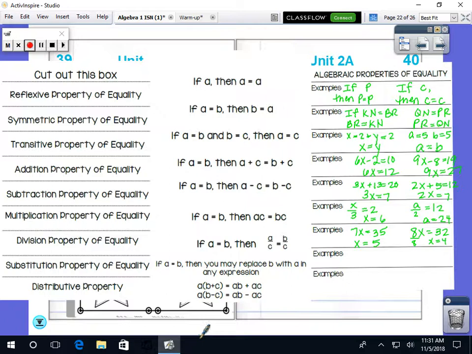Substitution property of equality says if A equals B, then you replace B with A in any expression. So it's just saying if two things are equal, you can substitute them for each other. So one of these is if 3x plus y equals 8, and somebody tells you that y equals 2, couldn't, instead of you writing 3x plus y, you could just write 3x plus 2 equals 8? Because if y equals 2, can't you substitute 2 in the place of y?